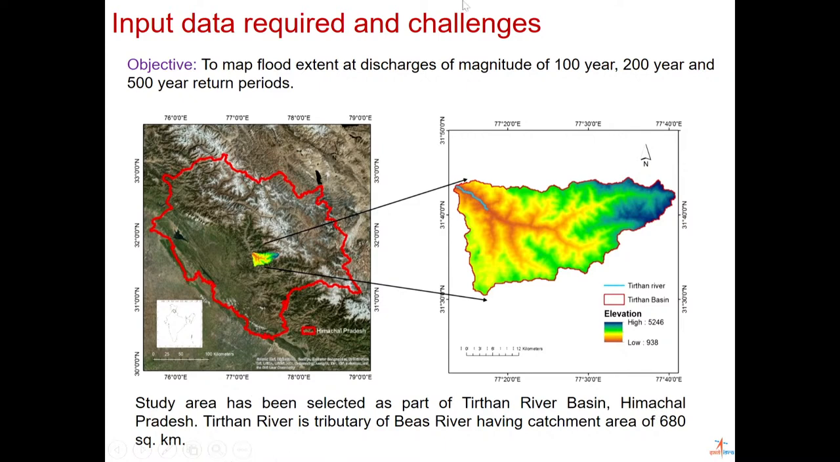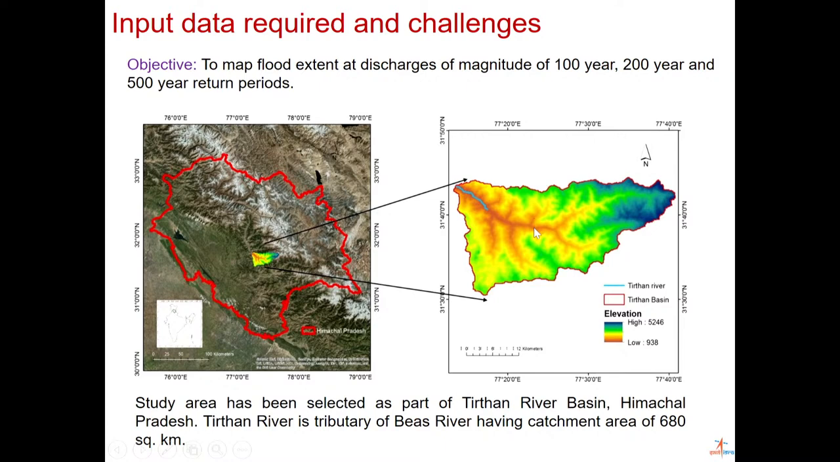Here the objective is to generate the flood extent map for extreme discharge magnitudes of 100-year, 200 and 500-year return periods. Even though our objective is this, through this process we are trying to understand what different input parameters are required to set up a hydrodynamic model. On the right hand side, this blue line is the Tirthan river, which is around 9 kilometers. I set up this model only for a very small stretch of 9 kilometers.